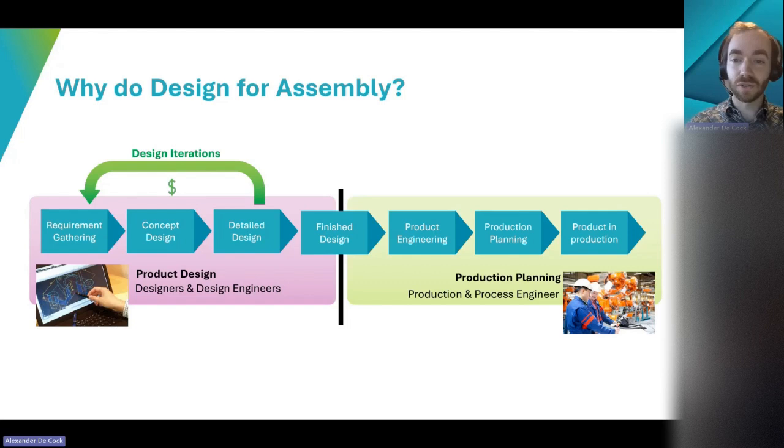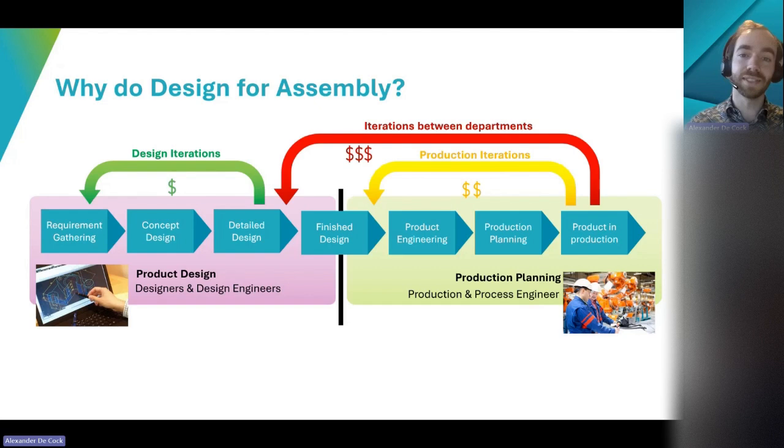The production team consists of production and process engineers that want to plan out how this product can be efficiently manufactured in the factory. They will focus on product engineering, production planning, and finally monitor the production of the product. They are in a physical world and have to do real physical prototypes of the product and also do tryouts with operators. So when they have to iterate, these iterations are already more costly than the iterations in the design process. And in some cases, the worst case scenario, they even have to iterate together with the design team since there are big problems with the manufacturability of the design, and this type of iterations are the most costly.